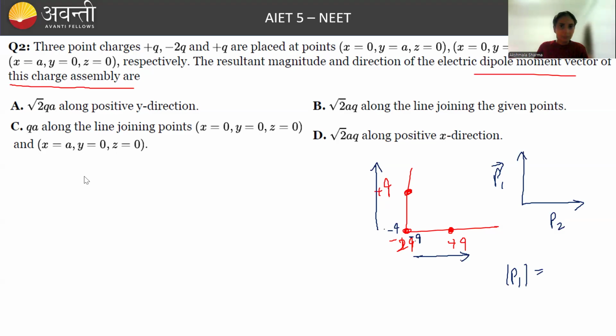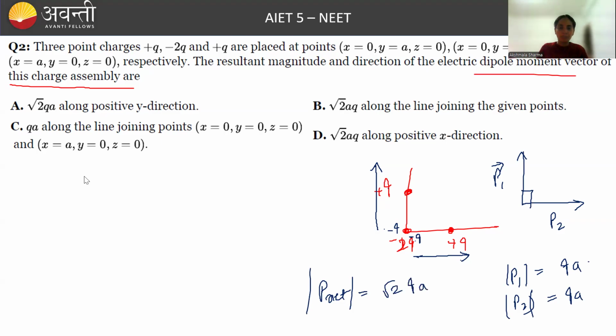Q into distance between them, that is A, QA. Similarly, P2 is also magnitude wise QA. Angle between these two is 90 degree. So net dipole moment will be addition of these two. So इसको क्या लिखोगे? √2QA.